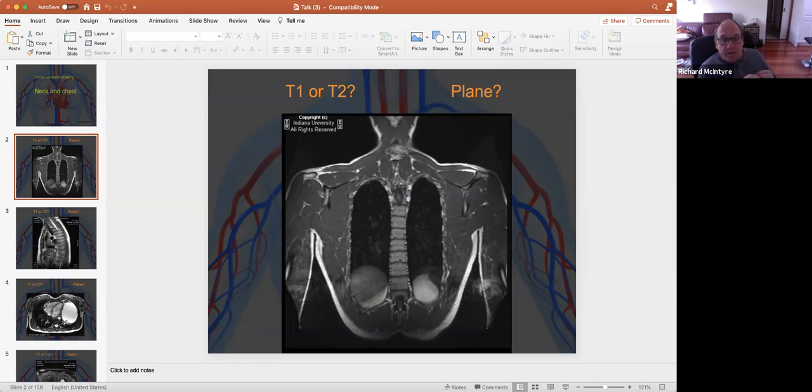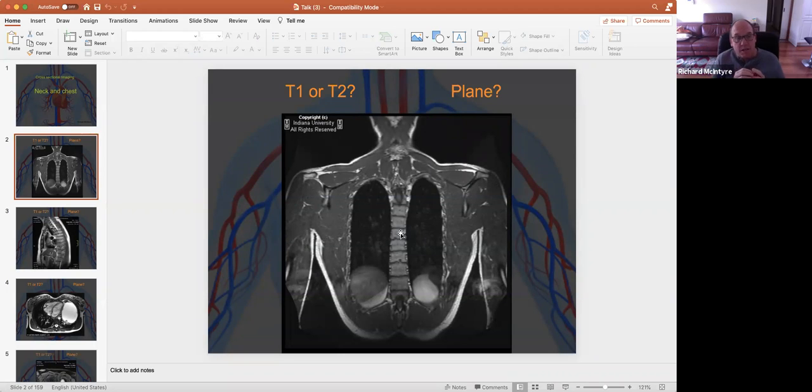Okay, so when we decide whether it's T1 or T2, we're going to look for CSF structures, or water structures, in which case we've got the spinal cord there, and that should be surrounded by CSF. And now we see that that is surrounded by CSF, and that CSF is dark, it's hypo-intense. So the fluid is dark on this image.